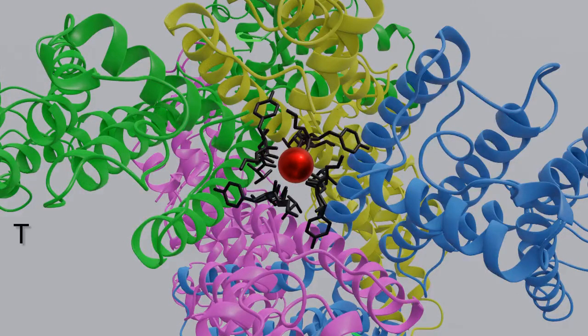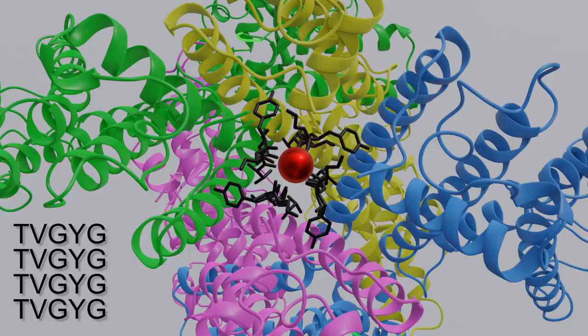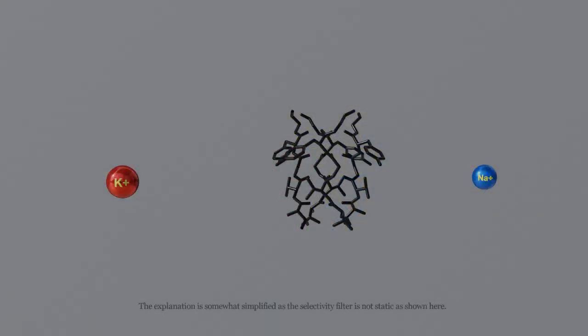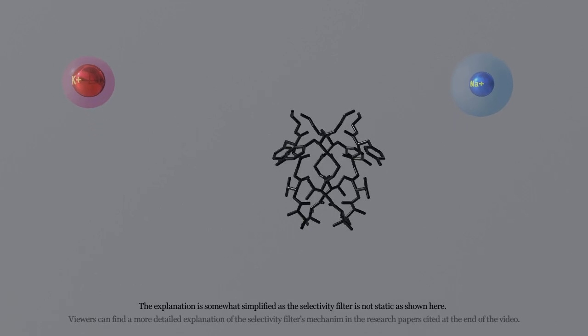The filter is composed of 5 amino acids per subunit, therefore we are looking at 20 amino acids and a potassium ion represented by the red sphere. When dissolved, ions are coated with water molecules that form a hydration shell. If 2 ions differ in size, but have the same charge, the smaller one will have a larger hydration shell.